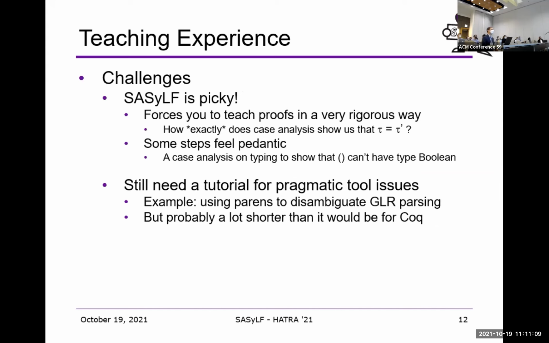So even though I think the notation is very close to what we teach, we have to do things like, how exactly does case analysis show that a tau that appears in one place in a formula you're trying to reason about must be the same in this case as a tau prime elsewhere? So in a function application, the argument type of the function must be the same as the type of the argument if the function application type checks. So reasoning backwards, you can find out that tau equals tau prime. We have to explain to students exactly how SASyLF figures that out.